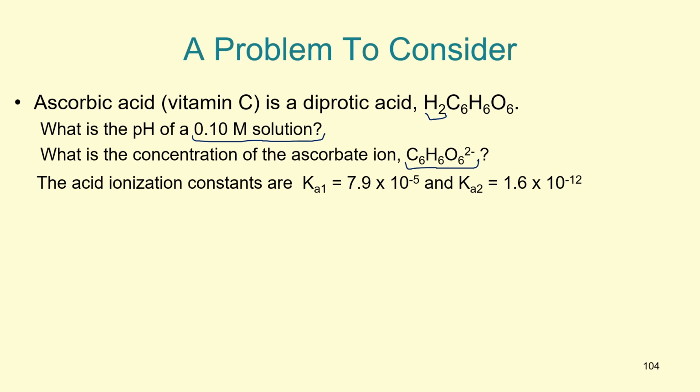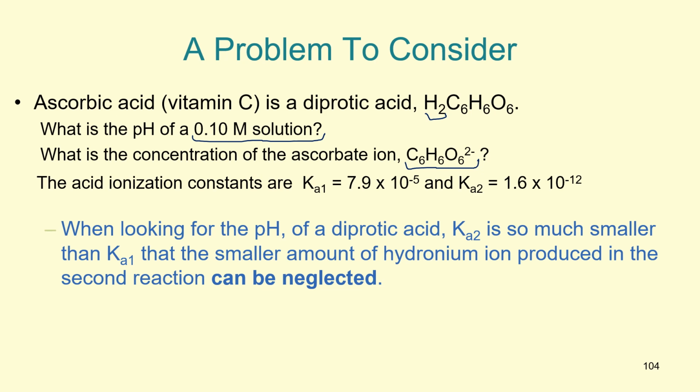Like I said, there might be one on the homework. Probably won't give you one on the test, but I would pay attention to what I'm doing. All right, so like I said, when looking at pH, the Ka2 is so much smaller that we can neglect the second reaction, but we have to do it to find the ascorbate. So let's go for it.